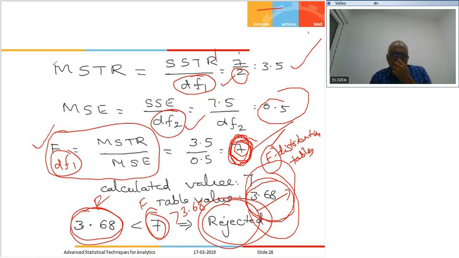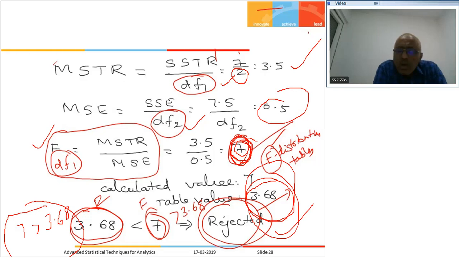So the calculated value is 7 and the tabulated value is 3.68. That means this 7 is greater than the tabulated value 3.68. Therefore, the null hypothesis is rejected. This is how we do ANOVA kind of problems.